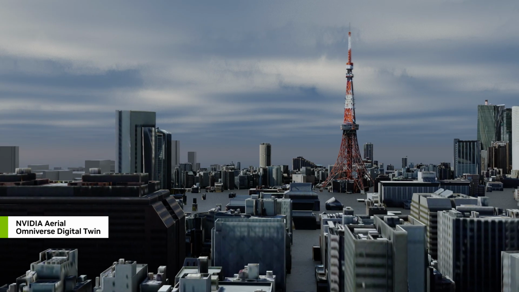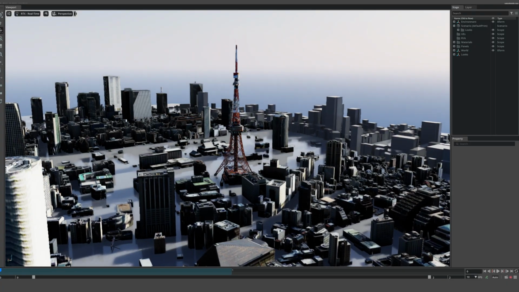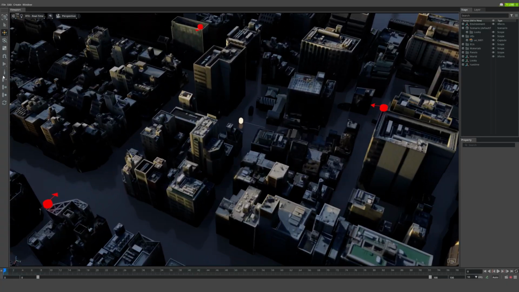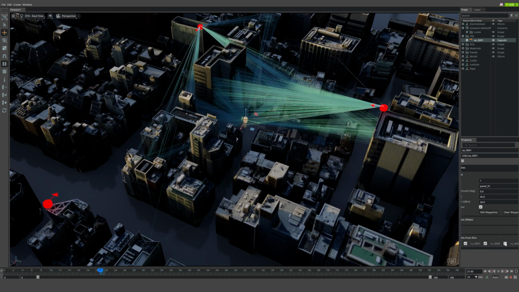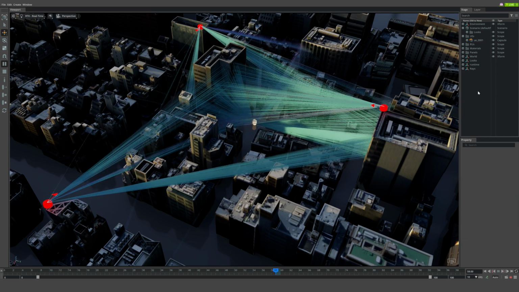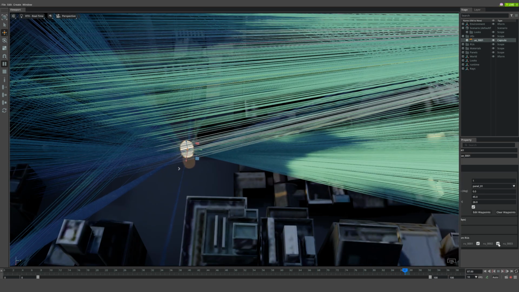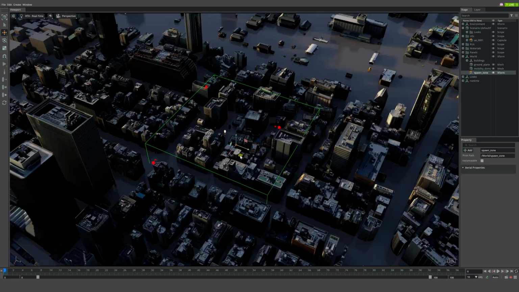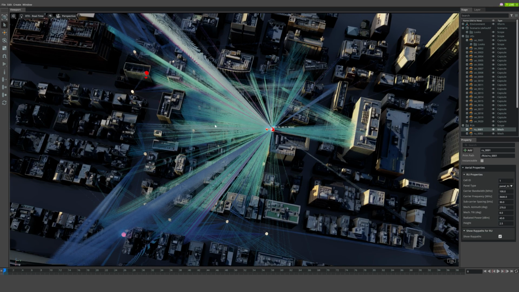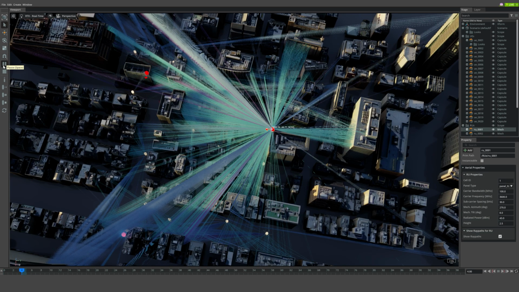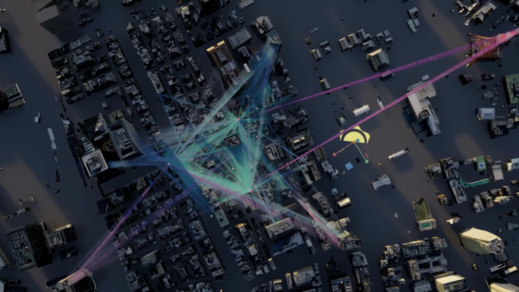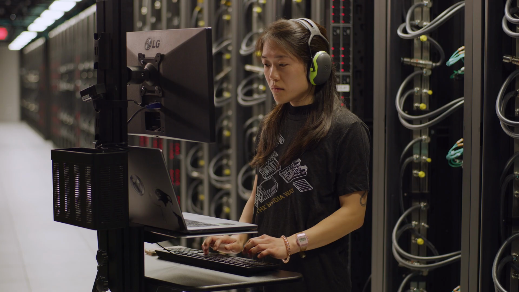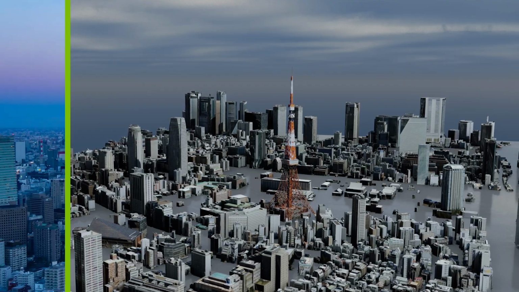NVIDIA Aerial Omniverse Digital Twin, a new system-level simulator running on top of the Omniverse platform, enables the simulation of real radio environments through high-speed ray tracing and realistic user mobility models. The digital twin is physically accurate, including site-specific data like building heights and even the radio frequency reflectivity of materials at scale. Because the Aerial digital twin can be seamlessly applied to the physical network, users can test the system-level performance of algorithms before deploying them in a live network.